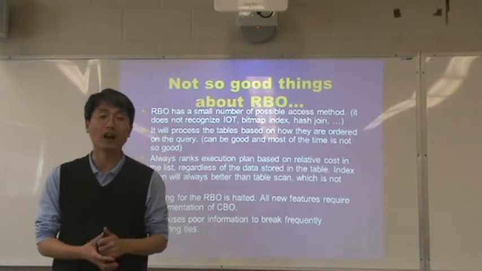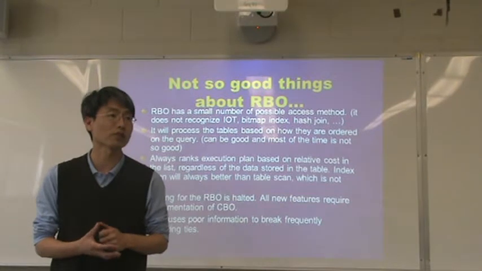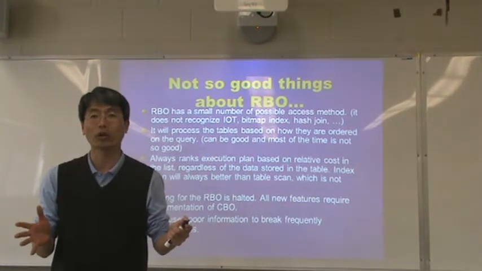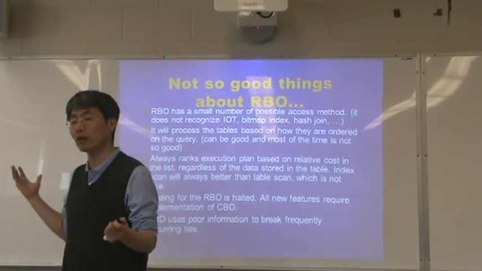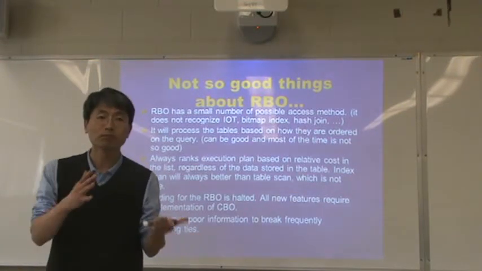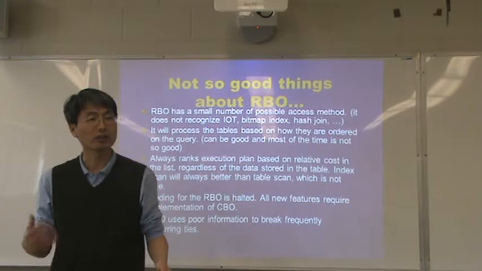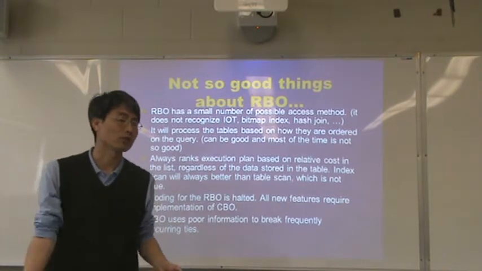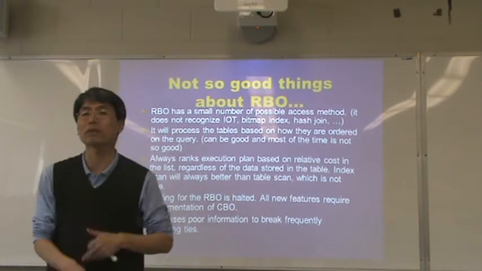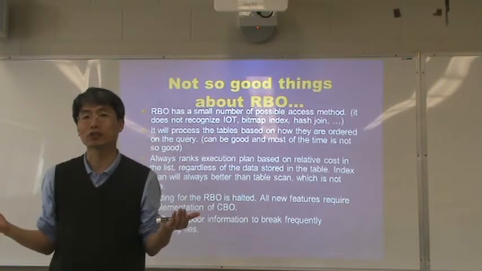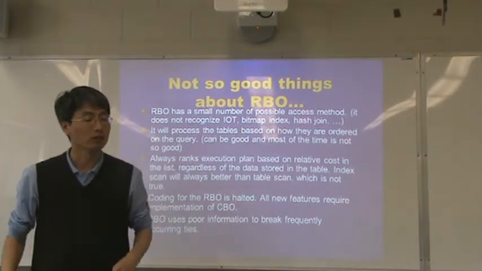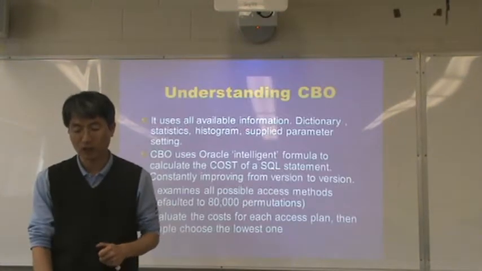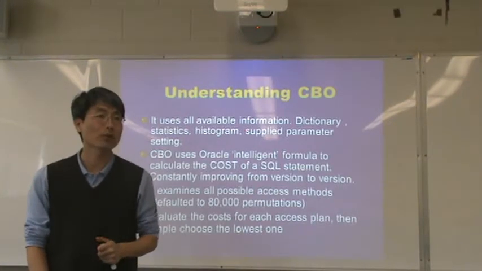The problem of the RBO is definitely that it doesn't consider the status of your data. Depending on the size of the table, as we have seen in a couple of examples, it can be different. Just like when you're driving from Bridgeport to Manhattan, there are a bunch of different conditions: the traffic, weather, and how many people are going, and so on. So can we consider such a thing? That is the idea of CBO, the cost-based optimizer.